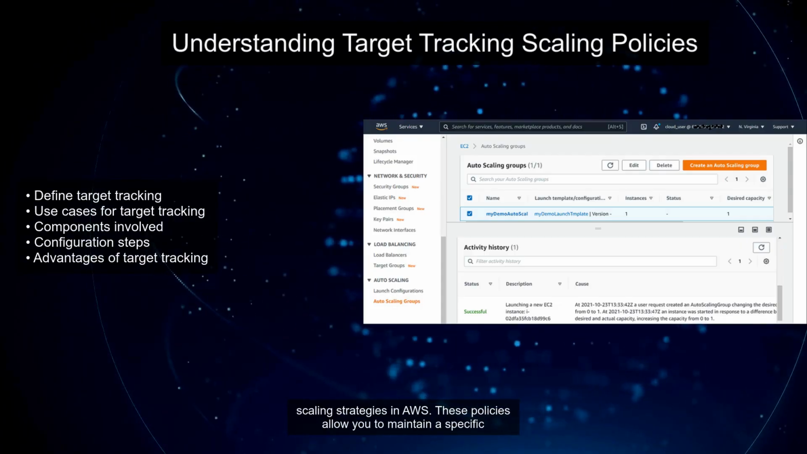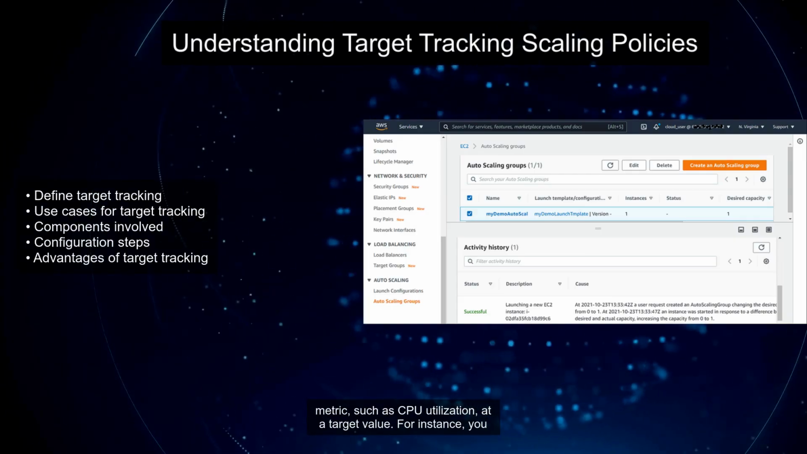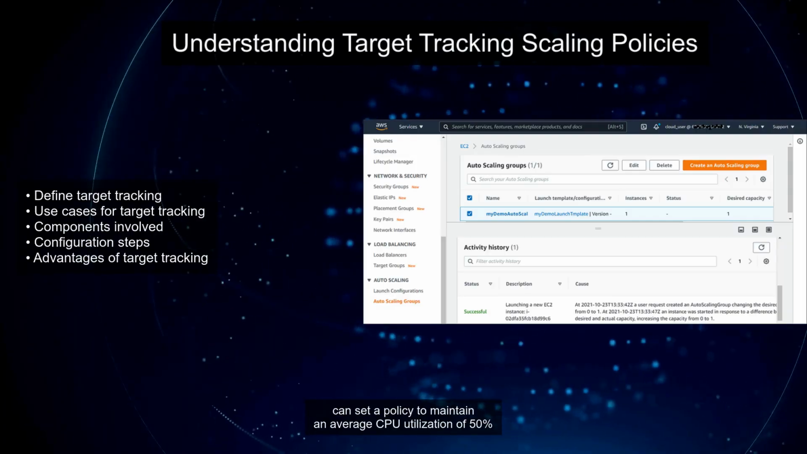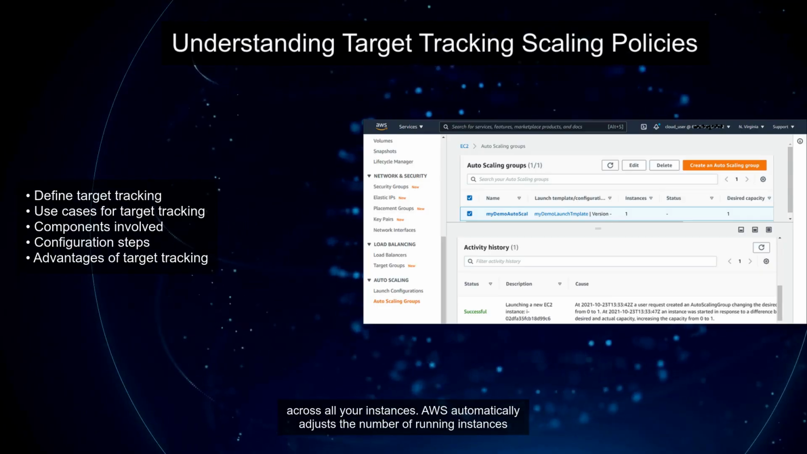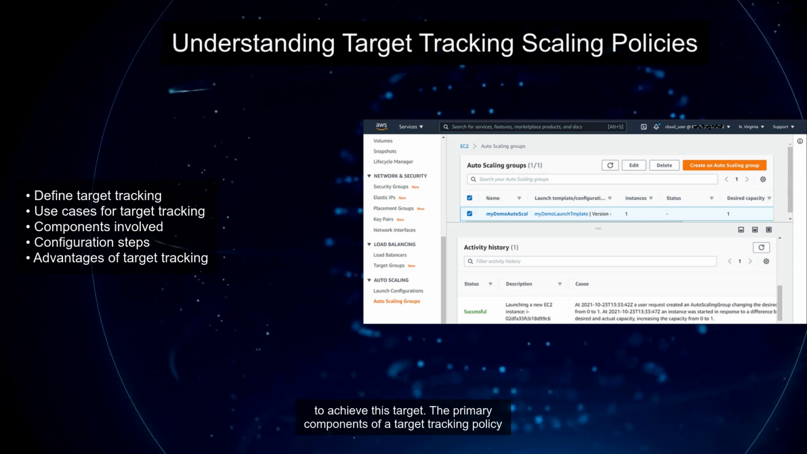Target tracking scaling policies are among the most intuitive and commonly used scaling strategies in AWS. These policies allow you to maintain a specific metric, such as CPU utilization, at a target value. For instance, you can set a policy to maintain an average CPU utilization of 50% across all your instances. AWS automatically adjusts the number of running instances to achieve this target.